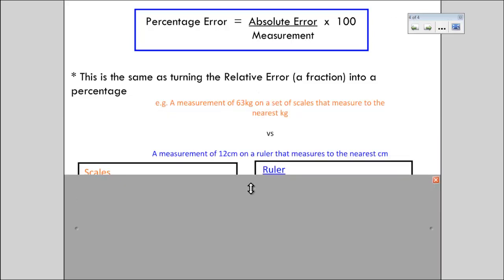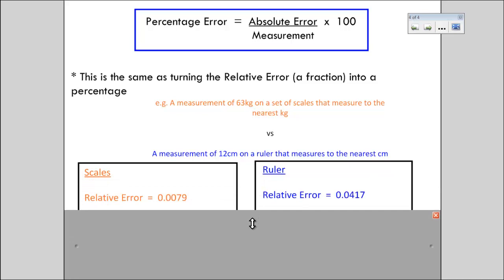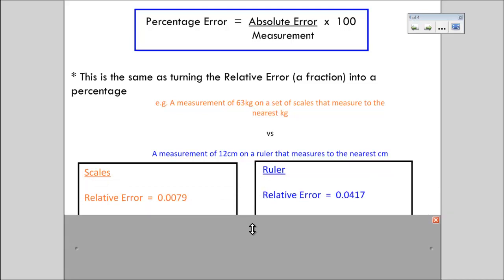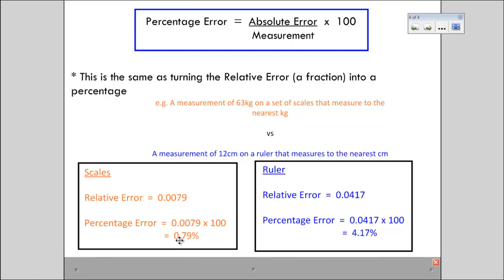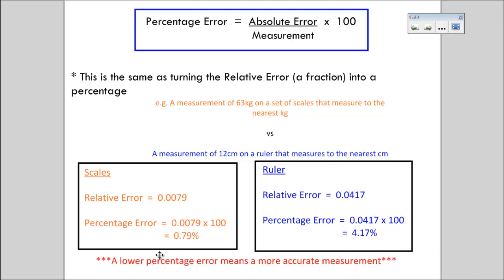Okay, so using the same example again, I've taken our relative error from the last question, multiplied by 100 each time, and here you can see 0.79% versus 4.17%, so it brings it into an even better form of comparison here. So percentages are, I guess, a little easier for people to get information quickly. So again, a lower percentage error means a more accurate measurement. So now it becomes more clear that the scales, in this instance, would provide a more accurate measurement than the ruler.